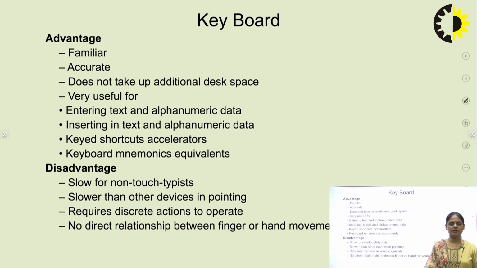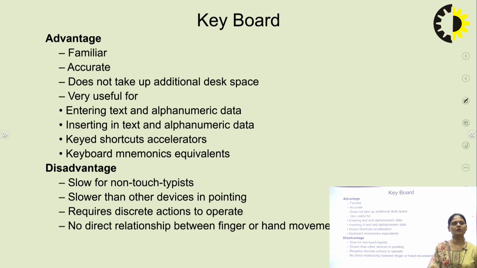Another interactive medium, as I have discussed, is the keyboard. We are familiar with this. It is accurate and does not take additional space, because the keyboard is required as an input device anyway. Obviously, we need a keyboard. It is very useful for entering text, alphanumeric characters, inserting text. Keyed shortcut accelerators are there, shortcut keys are there, mnemonics are there, through which we can make our work easier and quicker. The disadvantages: it is slow for non-touch typists. It is slower than other devices in pointing, requires discrete actions to operate, and there is no direct relationship between finger and hand movement.